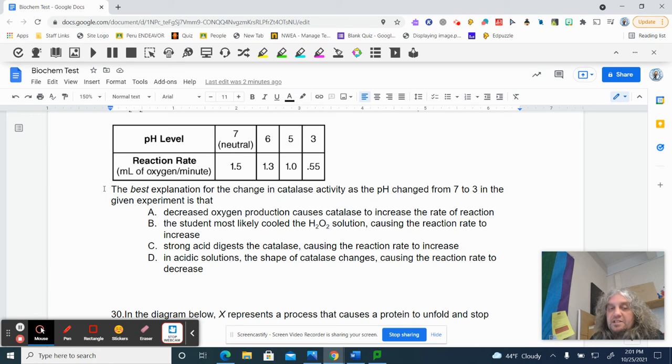The best explanation for the change in catalase activity as the pH changed from 7 to 3 in the experiment is that A. Decreased oxygen production causes catalase to increase the rate of reaction. B. The student most likely cooled the O2 solution, causing the reaction rate to increase. C. Strong acids digest the catalase, causing the reaction to increase. D. In acidic solutions, the shape of the catalase changes, causing the reaction rate to decrease.